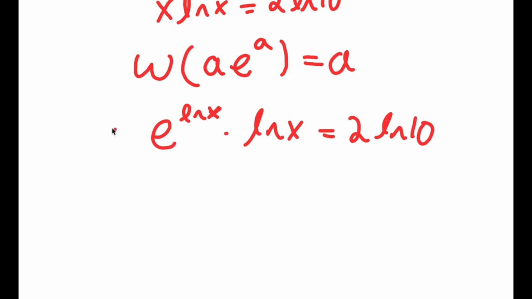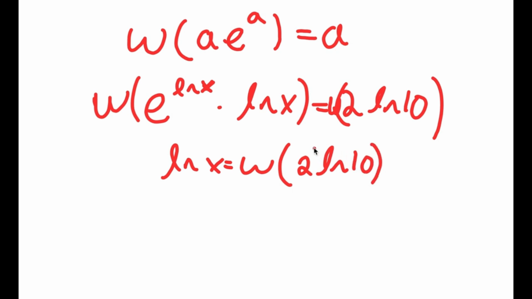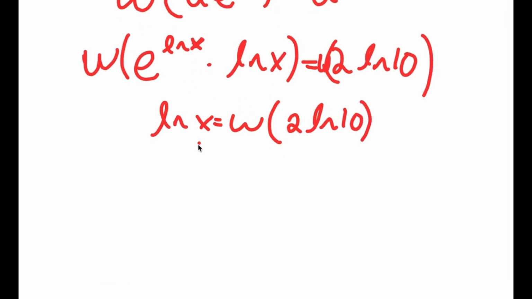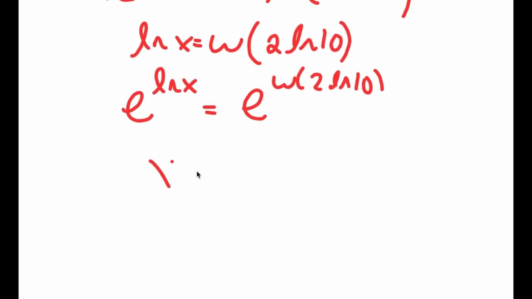So now if I take the Lambert W function on both sides, this results in ln x equaling W of 2 times ln 10. And now if I take e to the power of both sides, I get e to the power of ln x is equal to e to the power of W of 2 ln 10. And e to the power of ln x is going to equal x. So I get x is equal to e to the power of W of 2 times ln 10.